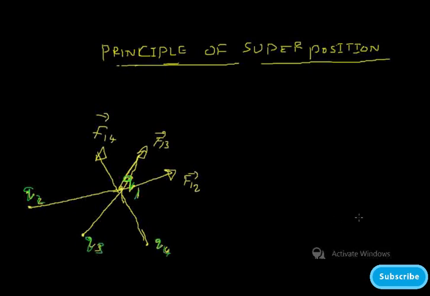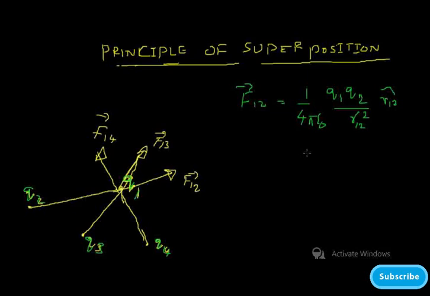So force between any 2 point charges we can find by using Coulomb's law. What is the force? F of 1, 2 vector is equal to 1 by 4 pi epsilon naught Q1 Q2 divided by R square. In vector form, R12 square into R12 cap. This is the force between 2 point charges, let us say Q1 and Q2. You know that Q1 experiences force due to Q2. At the same time Q2 also experiences force due to Q1.